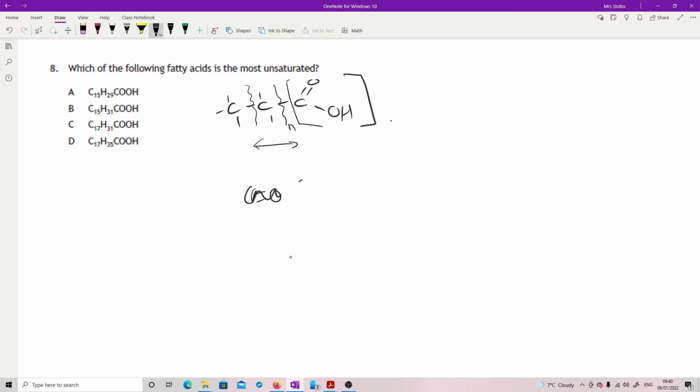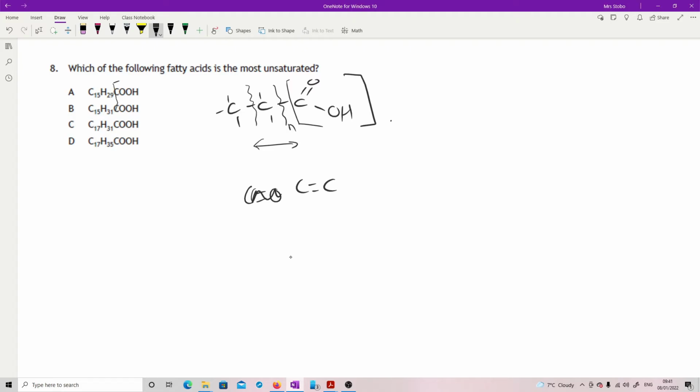Okay, and every double bond in this stretch makes it unsaturated. So the more unsaturated it is, the less hydrogens you have relative to the carbons. If it's fully saturated, then you would expect it to be a CH3 at the end, and then exactly CH2 in the middle. Okay, so let's have a look at all of these ones.